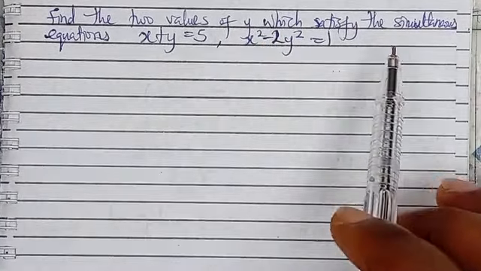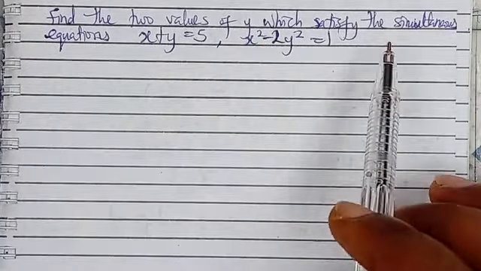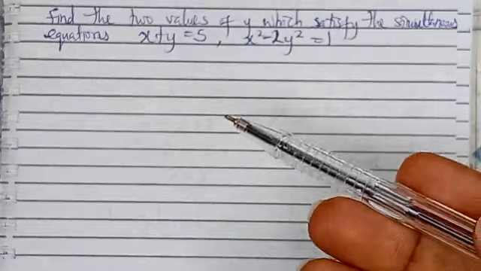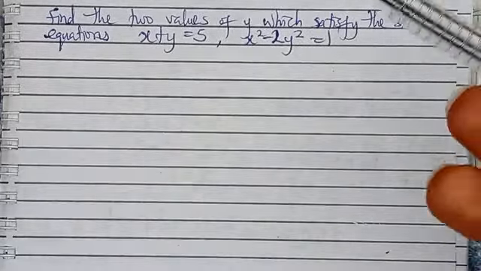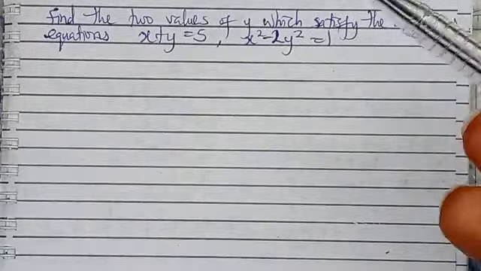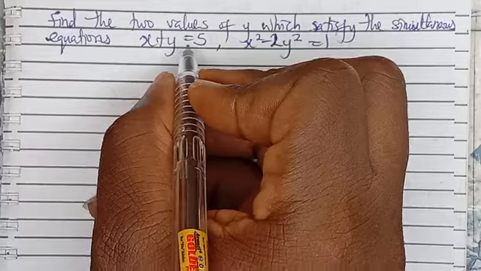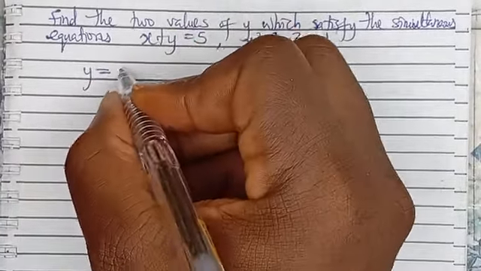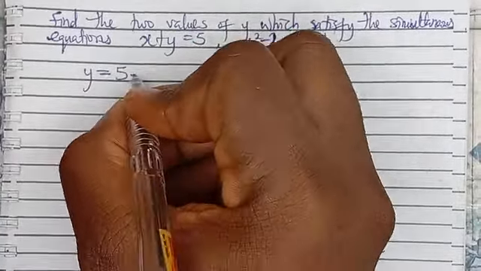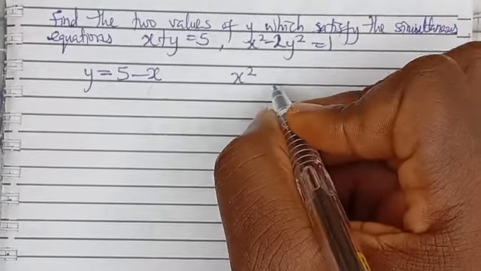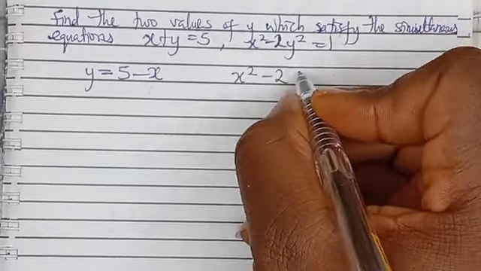Okay. Find the two values of y which satisfy the simultaneous equation. So this question is just asking us for the values of y. But we know we have to find the values of x first, and then we substitute into the linear equation and find the values of y. Now, what we are going to do is that we have from the linear equation that y is equal to 5, which is already here, minus x. And then we come to the quadratic equation, we substitute that value of y. So we have x squared minus 2. Instead of having y squared, we are going to have 5 minus x squared equals 1.